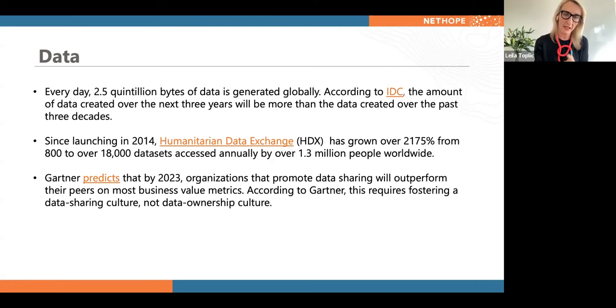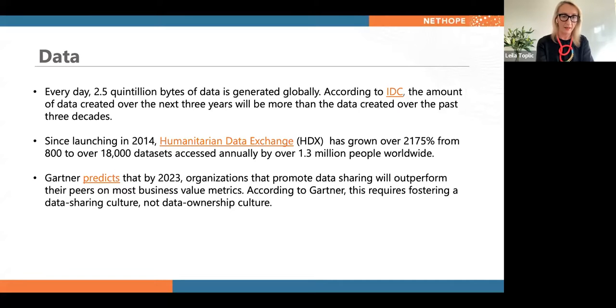Okay, so this session is about data, and as you've heard throughout this conference, because this is day 3 of the conference, data is really central to the work that we do in the international development sector to support individuals and communities in need. Data enables us to respond in a more timely manner, in a more relevant and a more sustainable way. And there's a lot of data. Every day, 2.5 quintillion bytes of data is generated globally. In fact, according to IDC, the data created over the next 3 years will be more than data created over the past 3 decades.